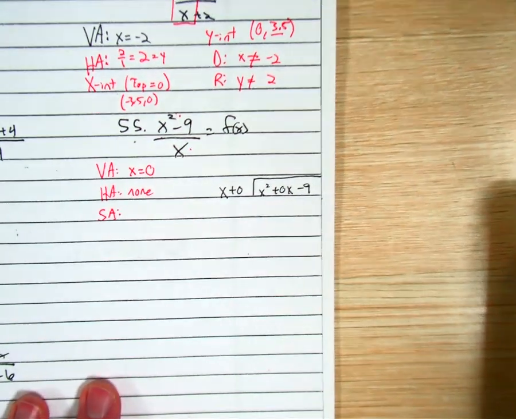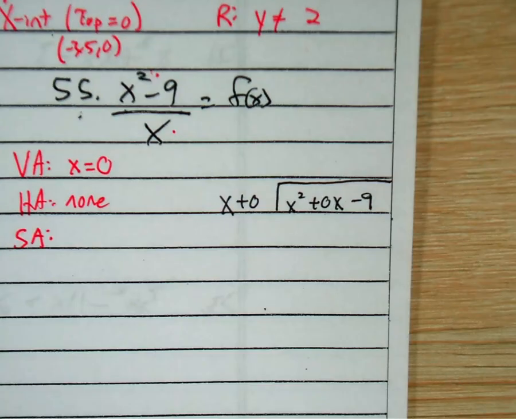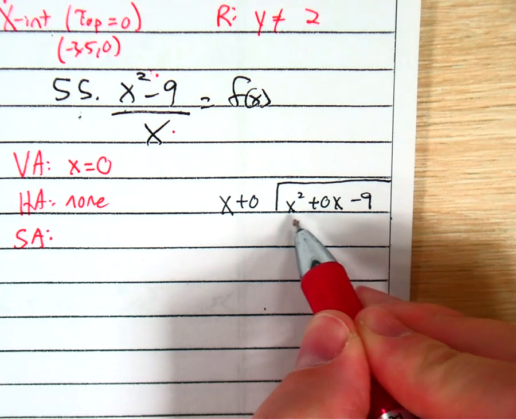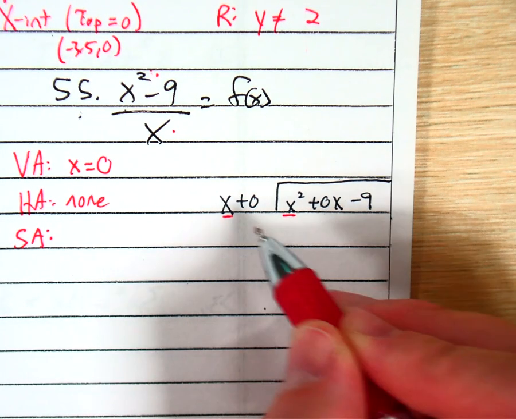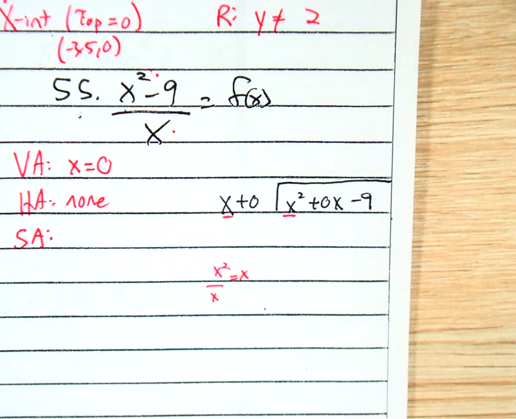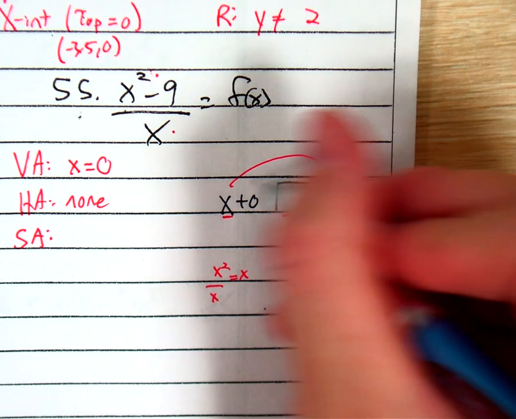Zoom in a little bit. Okay, when we do long division, we compare the fronts. So we got x squared divided by x would equal just x. And then we multiply it back to the front.